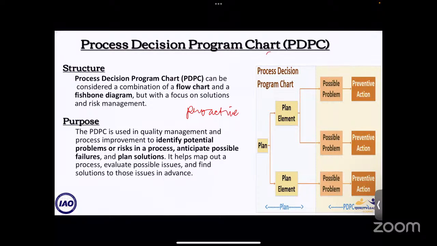So, for example, we list here the plan, okay, possible problems that might arise, and preventive actions and solutions for those problems. So, what makes PDPC unique is that it allows you to plan for solutions and problems within the same diagram. You write the plan, identify the potential problems that might occur, and list solutions within the same chart. So, the PDPC is distinct because it combines solutions and problems in one place.